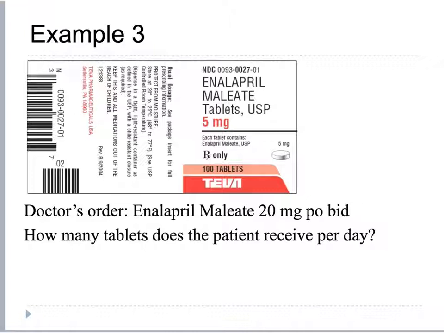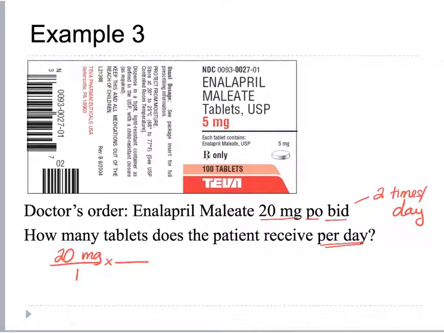Example 3. Our doctor's order is for 20 milligrams orally BID. So BID means 2 times a day. And our question here is, how many tablets does the patient receive per day? Be careful here, because most of the time we want to know how many tablets per dose, but this particular question is asking us per day. So based on our order, it's for 20 milligrams twice a day.